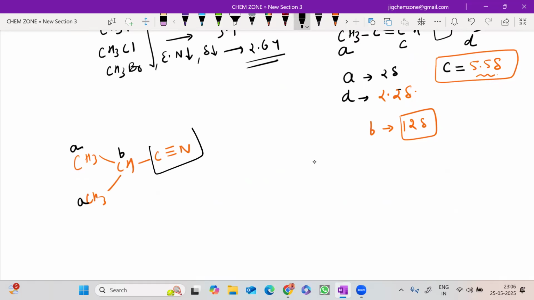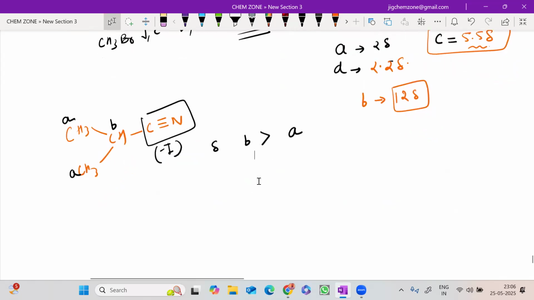Now if you see, the CN is applying the electron withdrawing effect. So if you compare the delta value of B and A, you know B is more de-shielded in comparison to A. So B becomes more downfield, so we have more delta value in comparison to A.